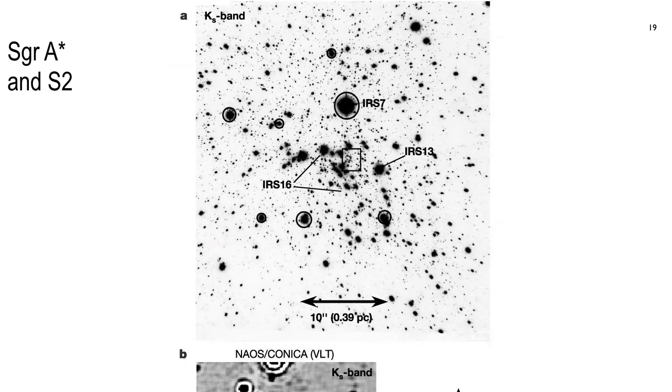Now, let's take a look at a famous pair, Sagittarius A star and its companion star S2. Now, this is a false color, black and white, grayscale image of an infrared view of the center of our galaxy. If you look carefully, right here in the center, there's a little rectangle. Now, we're going to blow up that rectangle, keep the orientation the same, and that's the very center of the galaxy. So here it is. You can see it down here in the very bottom of the screen.